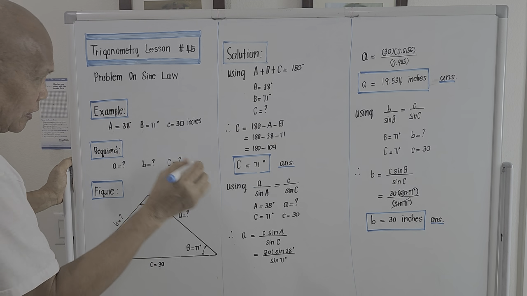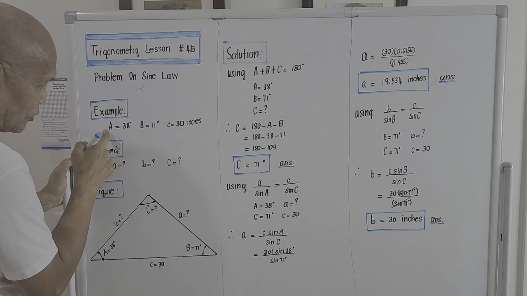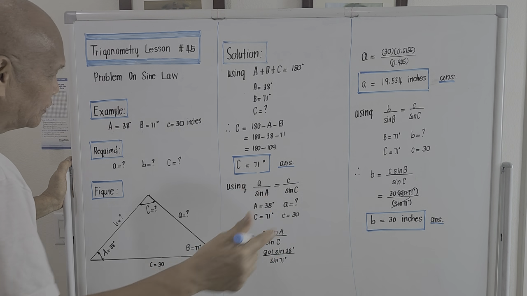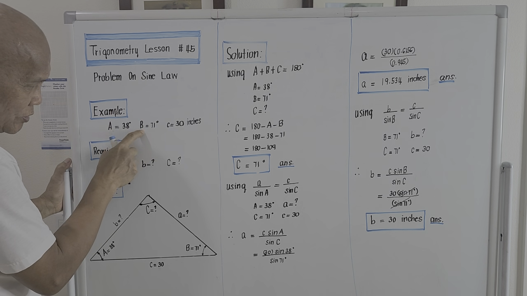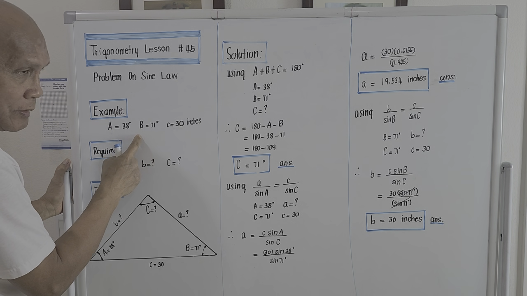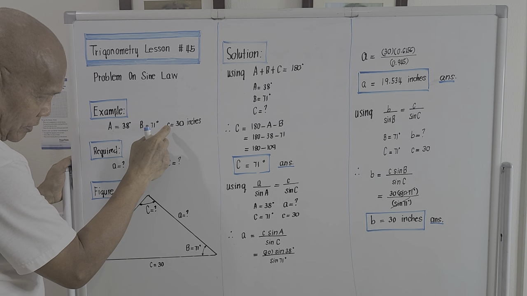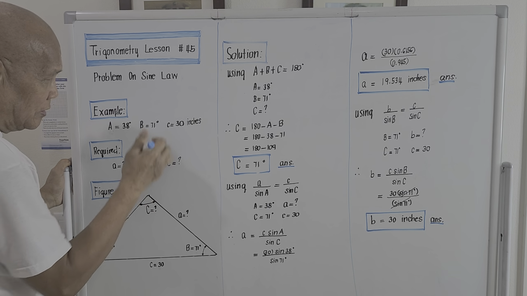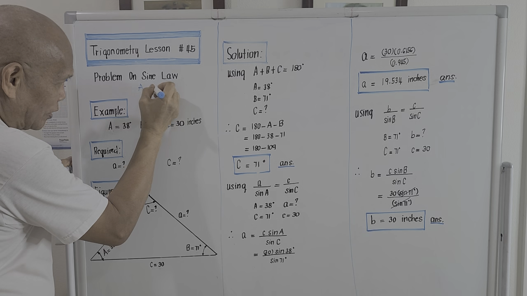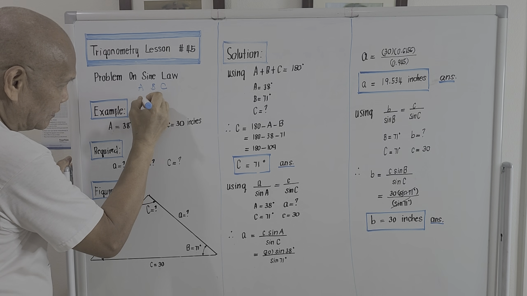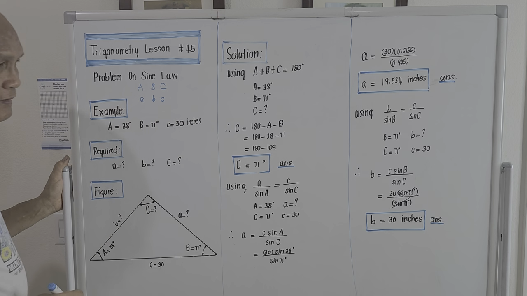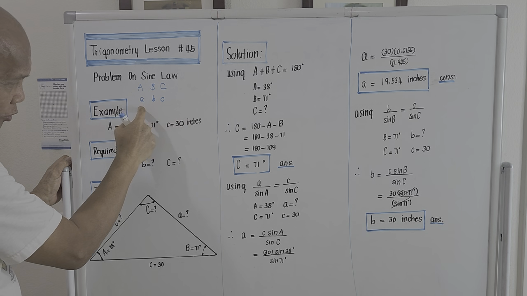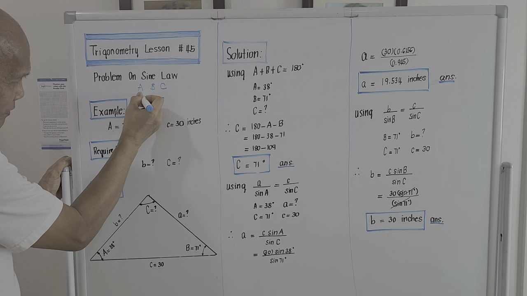I will be changing the angles. Instead of using alpha, I will use capital letter A. And instead of beta, I will just use capital letter B for the angle. And for C, instead of using gamma, I will just use capital letter C. So the angles will be A, B, C, and the sides will be a, b, c. The capital letters will be the angles, and the small letters will be the corresponding sides. So these are the corresponding sides and angles.